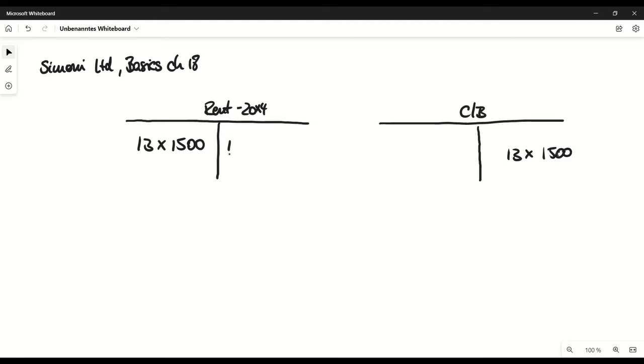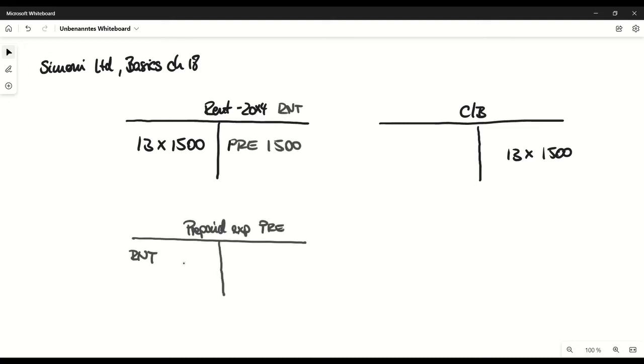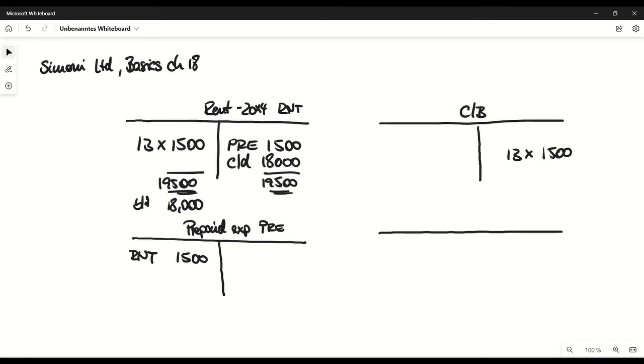For that reason, we must transfer the rent for January 2005 to prepaid expenses. We make a debit entry in prepaid expenses to the extent of 1,500 and we credit the amount to the rent account. Now we balance off the accounts. By the next step, we transfer 18,000 to the profit and loss account.